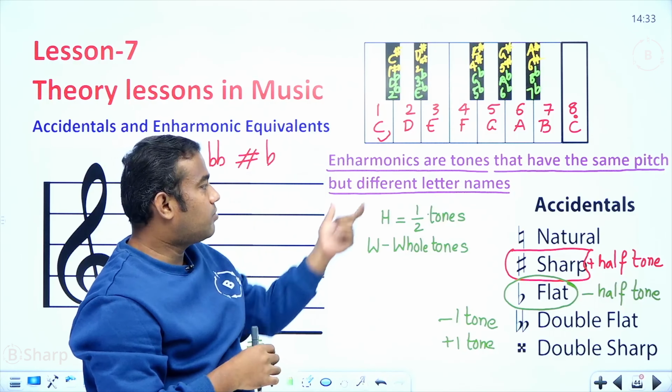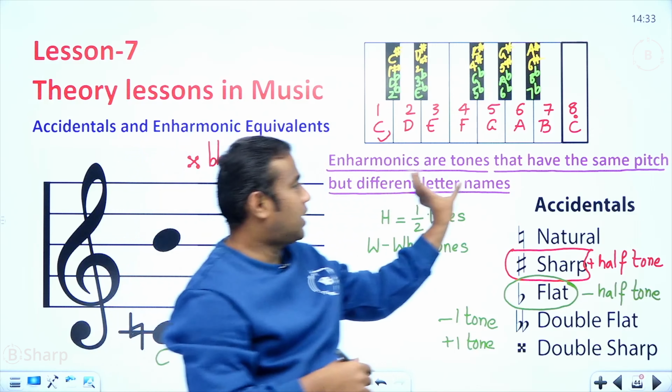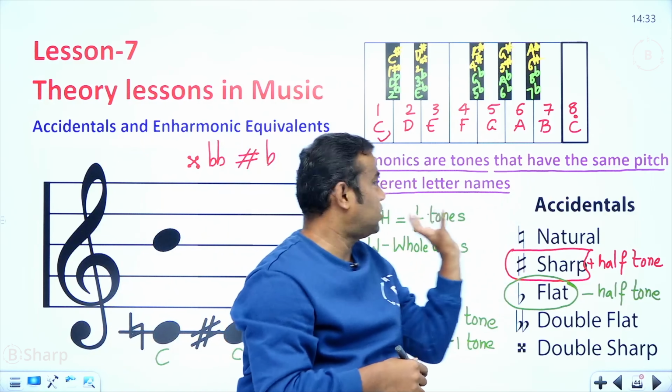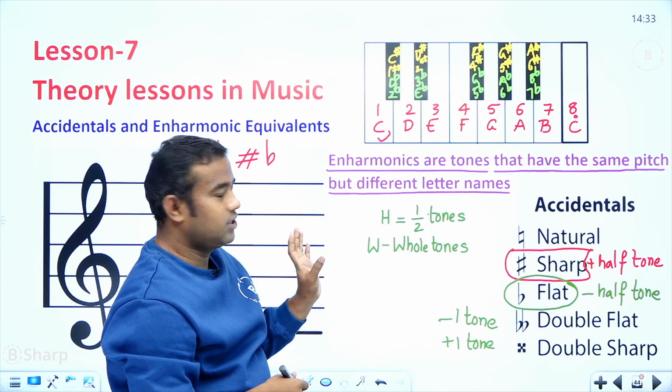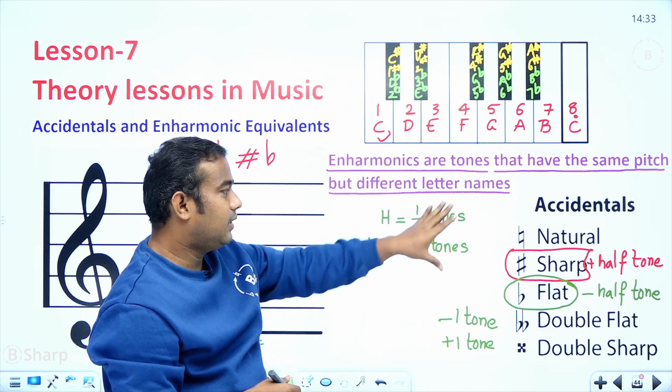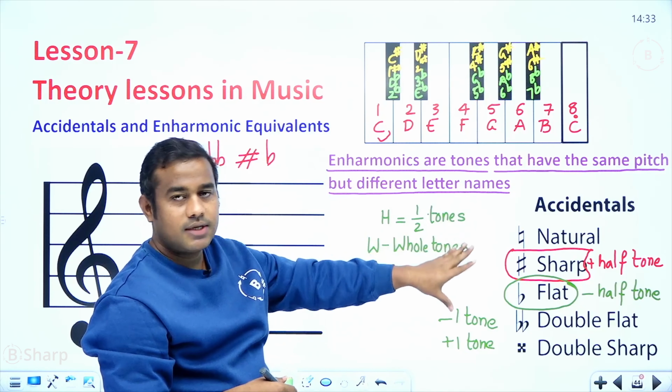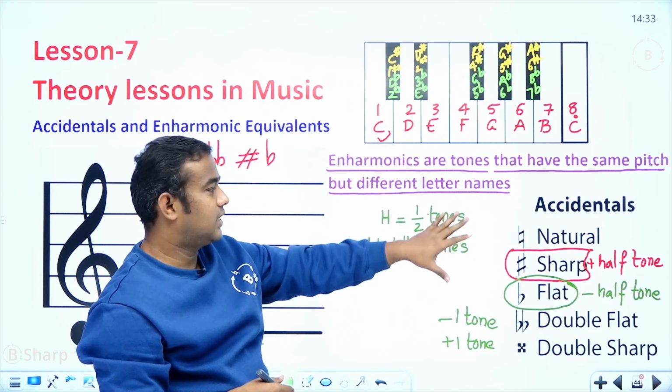So what is the definition here? Enharmonics are the tones that have the same pitch but with different letter names, and this is the definition of enharmonics. Normally the things that we discuss in the case of accidentals are the first one is a natural, second one is a sharp, third is a flat, fourth is a double flat, and fifth is a double sharp. So that is the meaning of accidentals and enharmonic equivalents in music.